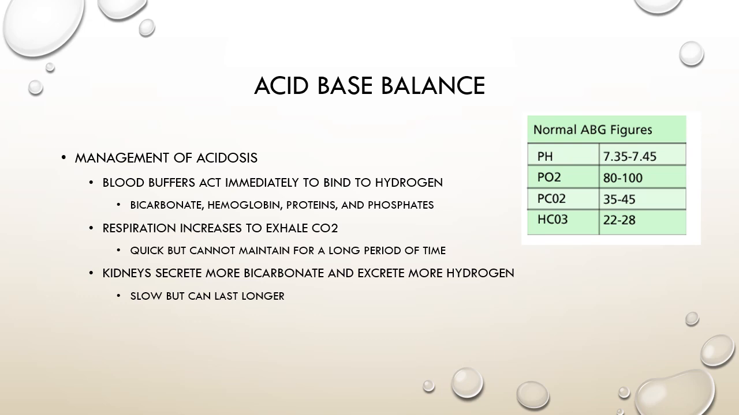The blood buffers act immediately to bind to hydrogen, and these are things like bicarbonate, hemoglobin, proteins, and phosphate. Hydrogen can be sequestered in the cells like red blood cells, and then potassium leaks out. So it's not uncommon with acidosis to have an elevated potassium as a secondary mechanism of the blood buffering. Then the body increases your respiratory rate because I'm going to exhale CO2 to compensate for my increase in either carbonic or lactic acid.